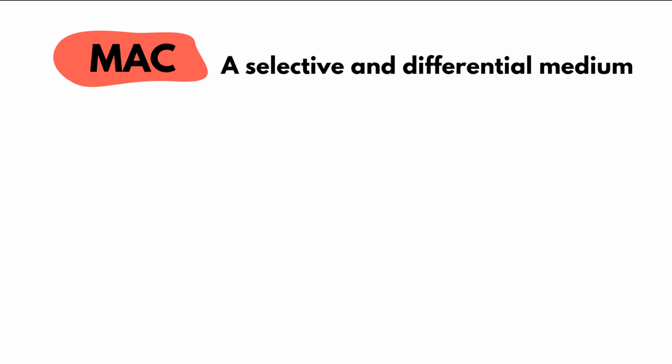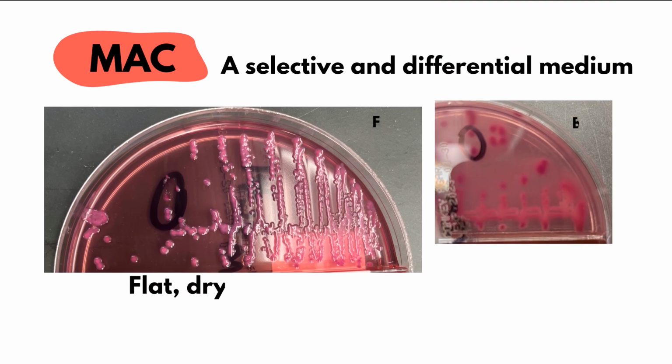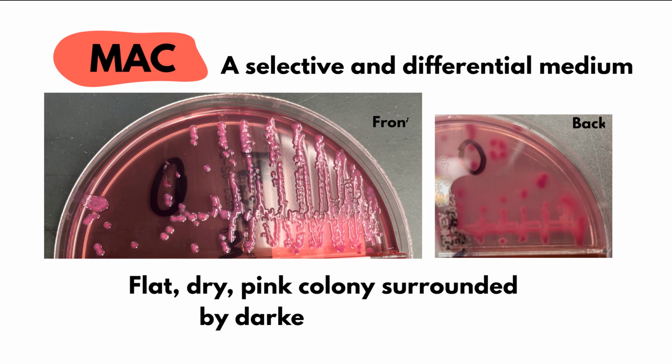Moving on to MAC. Remember, this is a selective and differential media. Knowing the property of each media would be very useful here. On the MAC plate, you see flat, dry, pink colonies surrounded by a darker pink area. The dark pink area is from precipitated bile salt, which is a byproduct of fermentation. The colonies have irregular shapes. However, you need to be careful because yeast can grow on MAC as well. But the morphology should be able to help you, more or less.